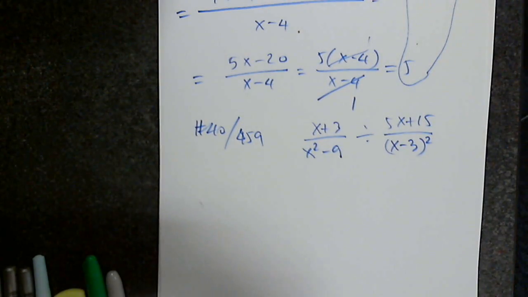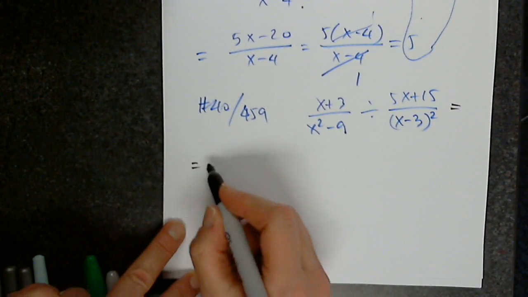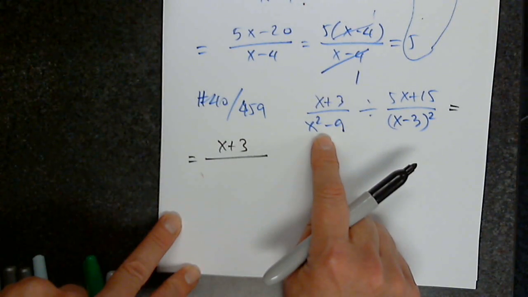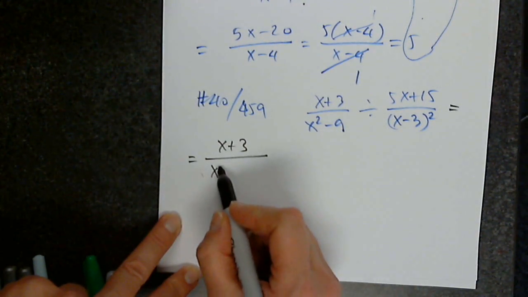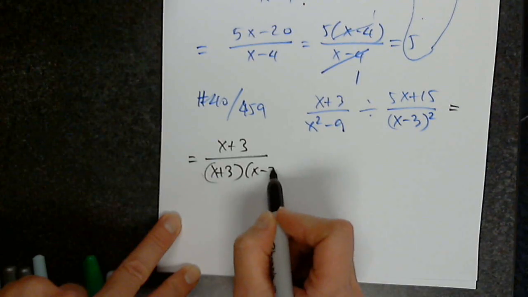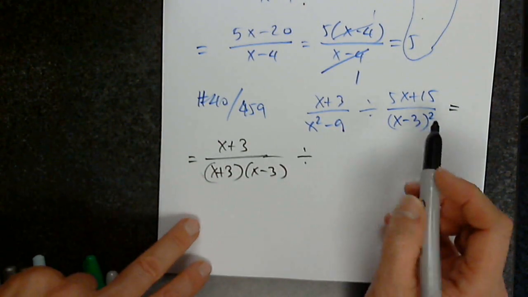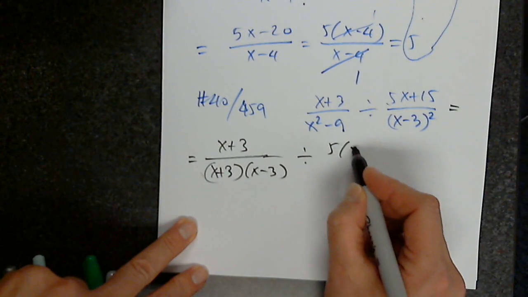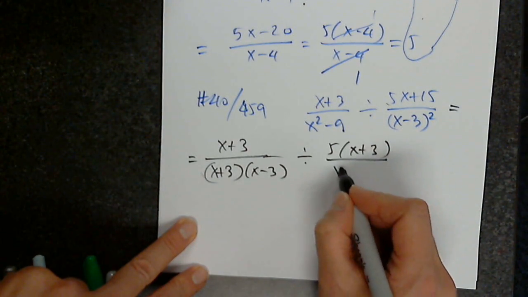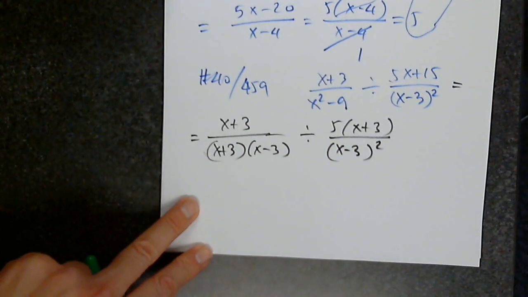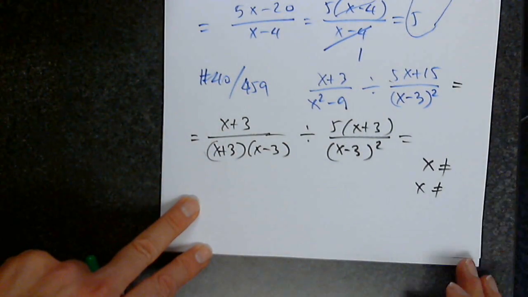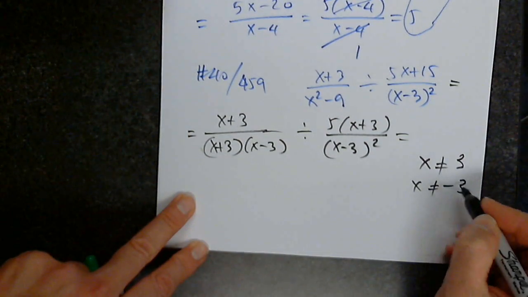So we want to find what x cannot be in a moment. So I have x plus 3. What do I have here? x plus 3, x minus 3. It's very tempting, I know. That's why I emphasize it from the beginning. It's 5 times x plus 3. Good. Now I have to state two restrictions. Negative 3 and 3. Good.